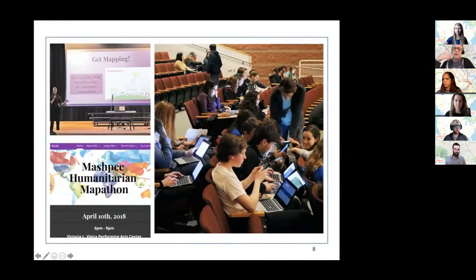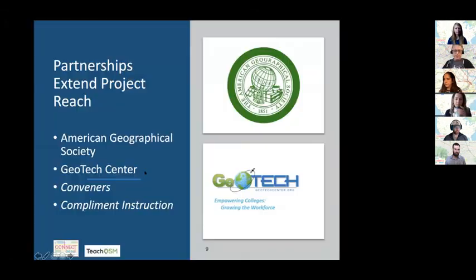Here's an example of one of those projects that one of our teachers, Celeste Reynolds, has undertaken. She had a student who undertook it to organize a humanitarian mapathon at her high school in Mashpee, Massachusetts. And you see some pictures there of things that are happening, just high school students engaged in mapping.